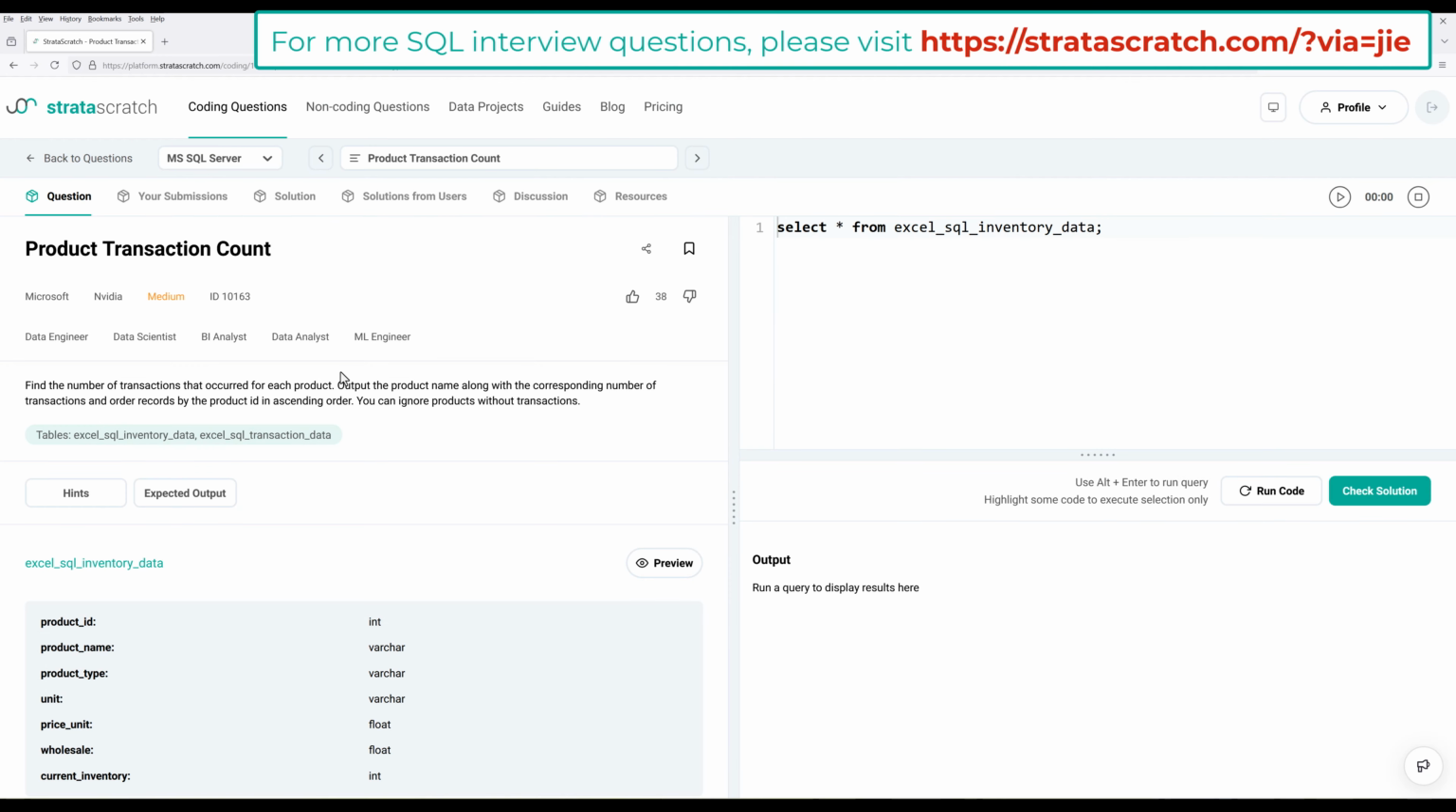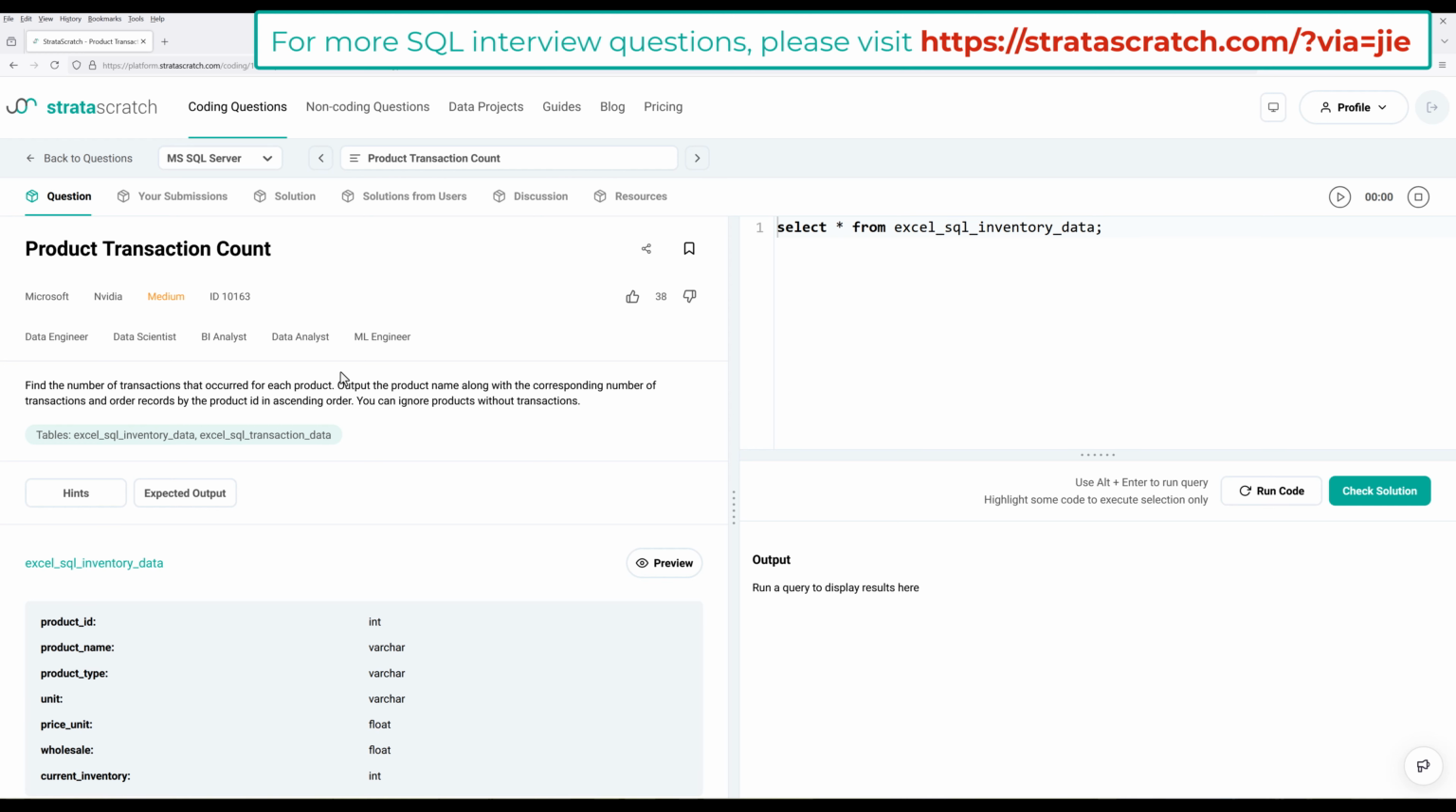In this SQL challenge, we're going to look at a SQL interview problem from Microsoft and NVIDIA called product transaction count. And the difficulty is rated medium. Let's look at the problem below. We need to find the number of transactions that occurred for each product.